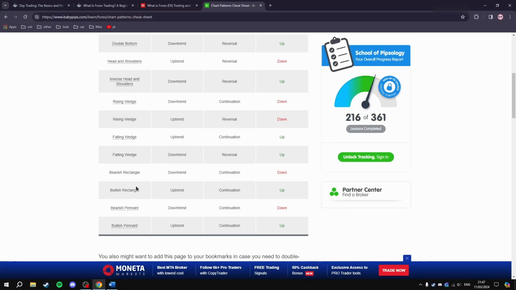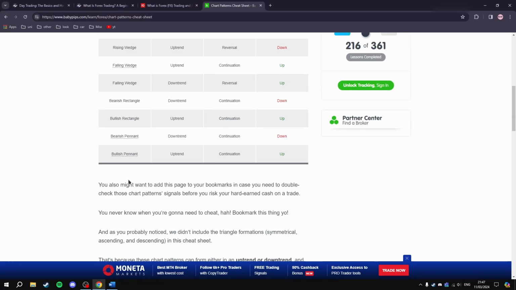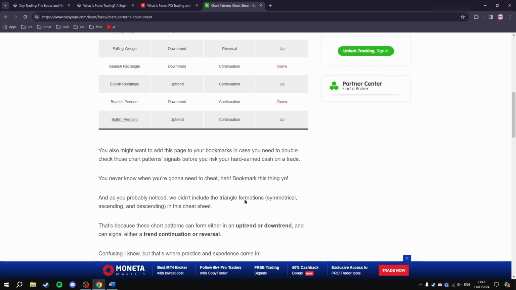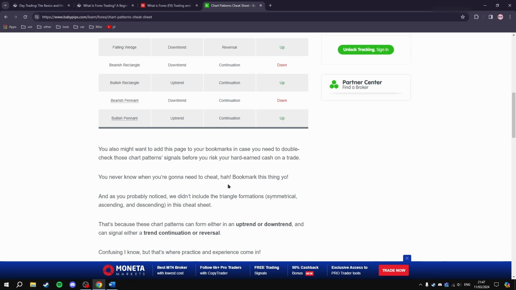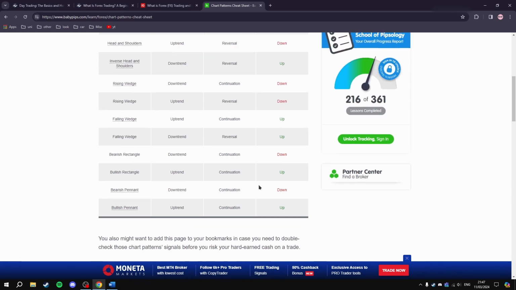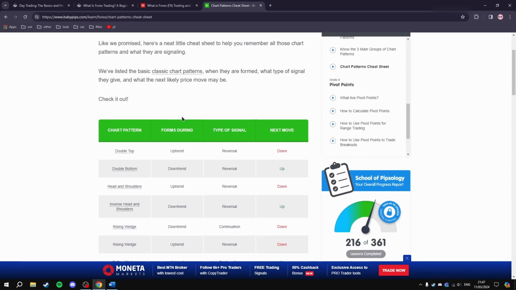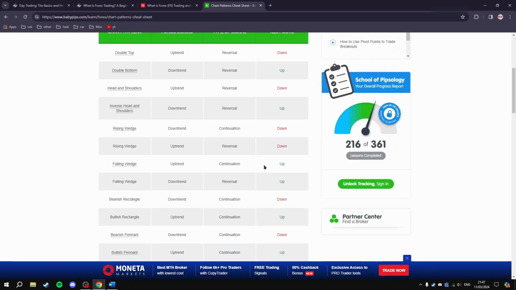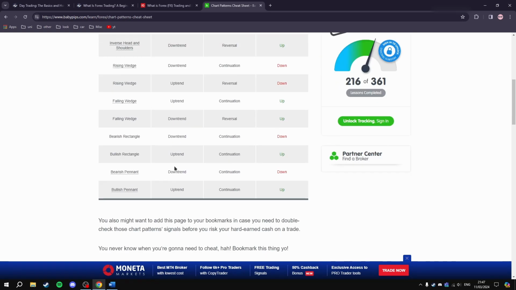Fair enough. You also might want to add this page to your bookmarks in case you need to double check those chart pattern signals before you risk your hard-earned cash on a trade. You never know when you're going to need to cheat. Haha. Bookmark this thing, yo. I might create my own chart pattern cheat sheet later on.